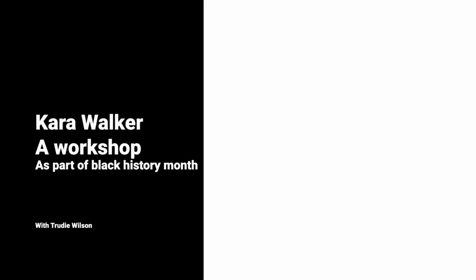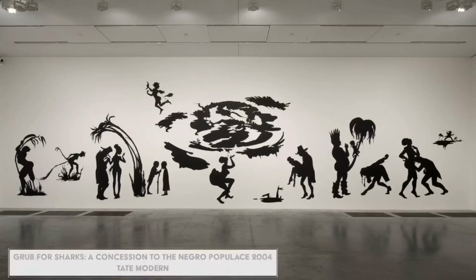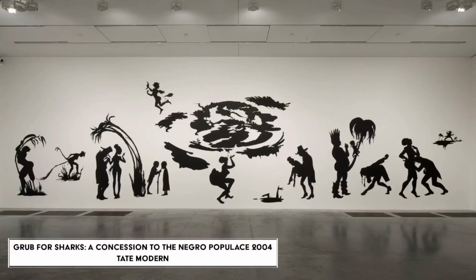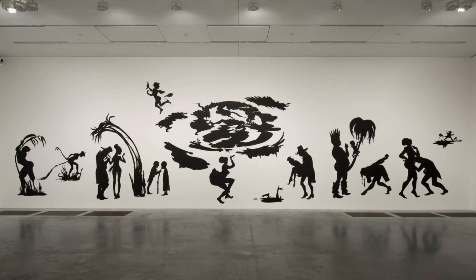Born in 1969, Cara Walker is a contemporary painter, silhouettist, printmaker, and installation artist. Her work primarily explores race, gender, sexuality, violence, and identity. She is best known for her room-sized tableau of block cut paper silhouettes. Walker lives in New York and previously taught at Columbia University.